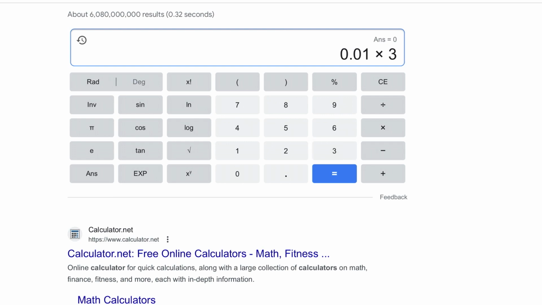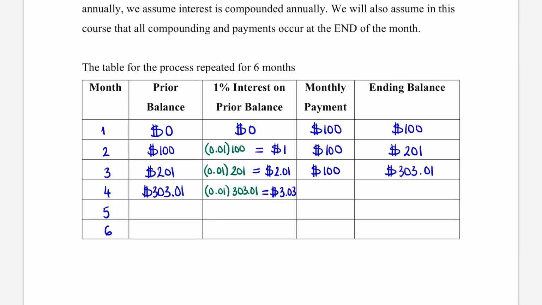0.01 times 303.01 equals 3.0301. And because we are working in the amount of dollars, I'm rounding it to 2 decimal places, which is 3.03. So the interest that I earned here is $3.03.